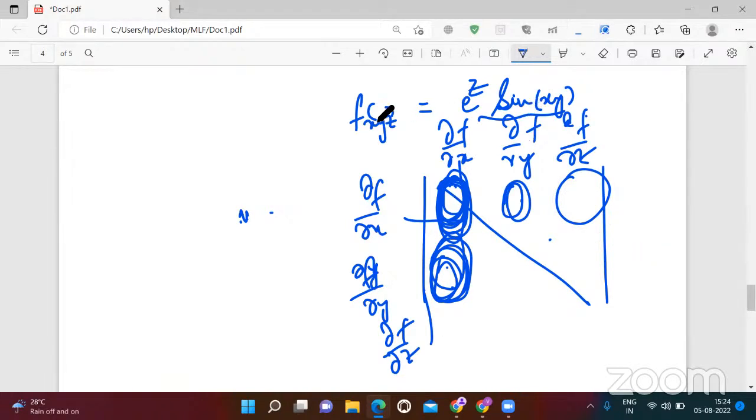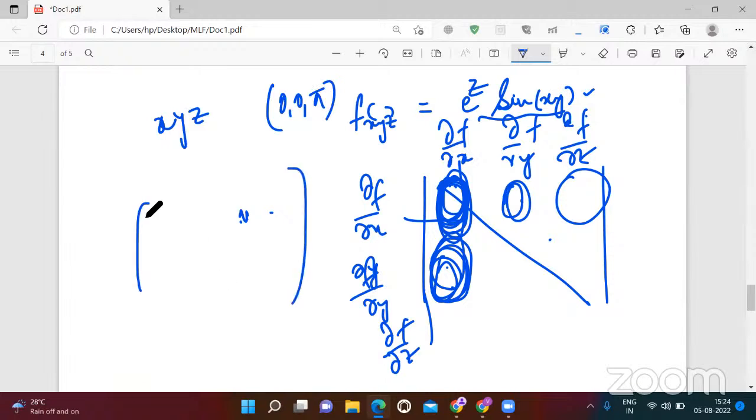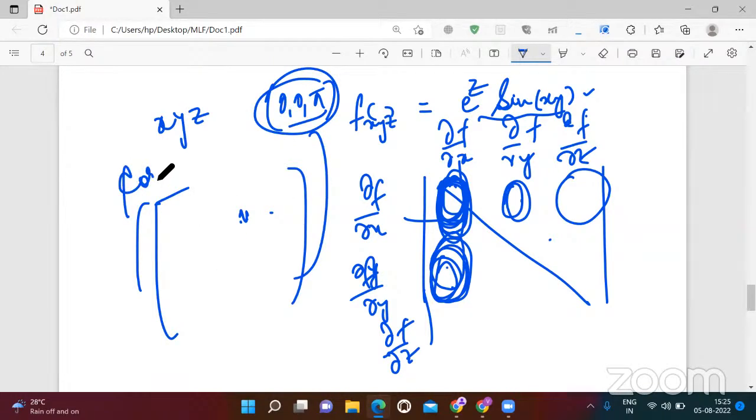If you have been given something in x, y, z, and you have been asked to calculate the Hessian matrix at 0, 0, pi, then you should be able to write the matrix, because you will get the matrix in the form of x, y, z, and then you can put in the values of 0, 0, pi, and you will get the correct Hessian matrix. Is this clear? Yes, sir.